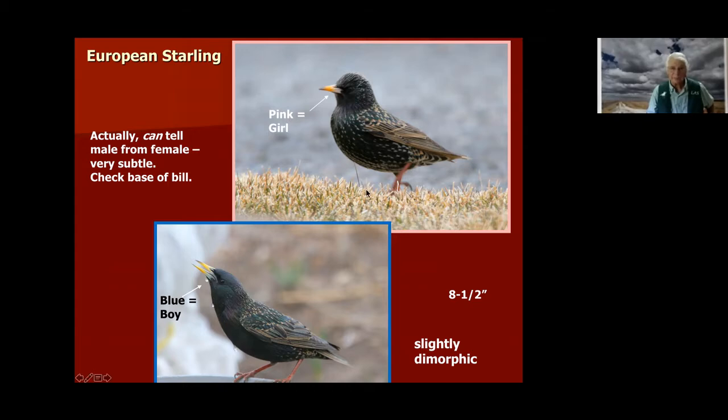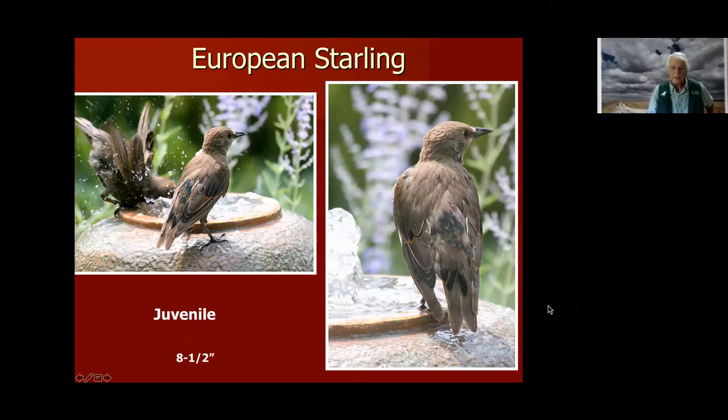So, pink for girls, blue for boys, just like we humans. It's a very subtle difference, but that makes them slightly dimorphic during the breeding season. And then, as with the robin, you need to recognize the juvenile after it fledges from the nest. This is what the juvenile looks like by the time they're getting ready to molt into their first adult plumage.